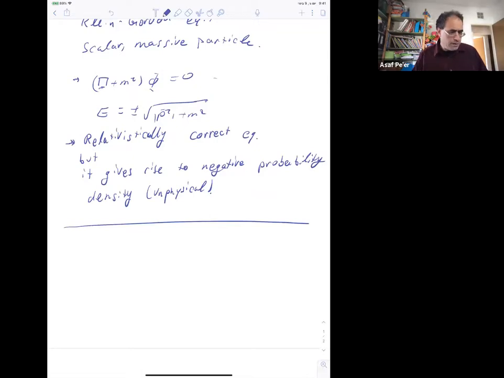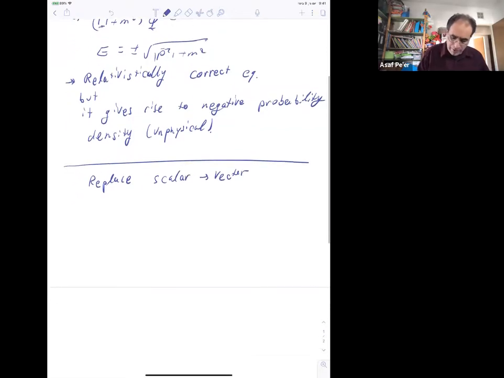Now, what I want to do is slightly modify that, by replacing the scalar particle, right? Phi is a scalar function, with some vector particle. So if we replace the scalar with a vector, then rather than the Klein-Gordon equation, now D'Alembertian plus M squared acting on W mu is equal to 0. So this is an equation that describes a relativistic, massive vectorial particle. This is known as the Proca equation.